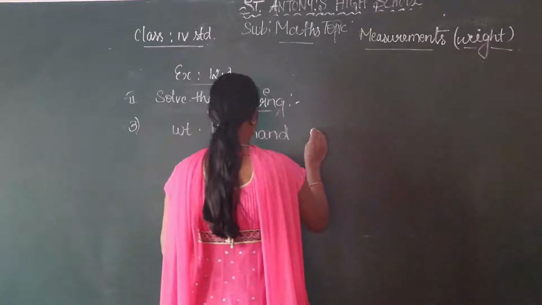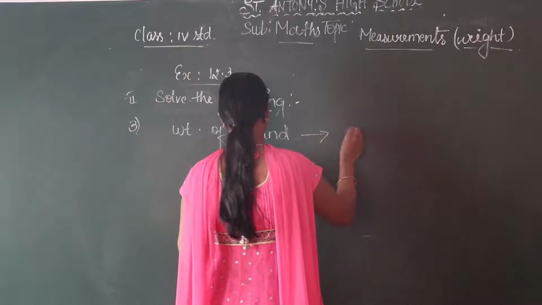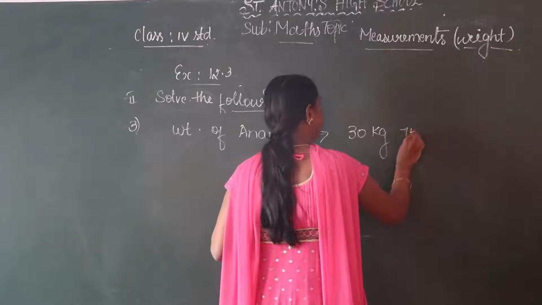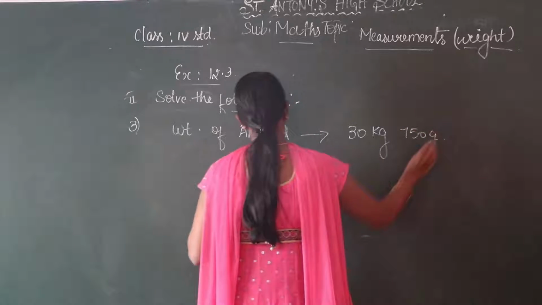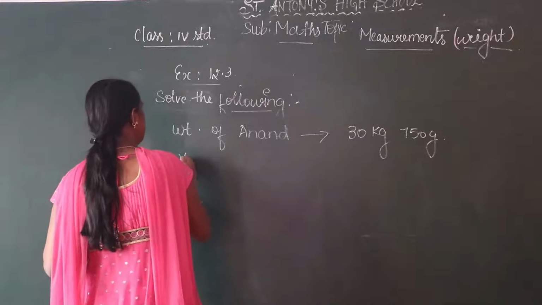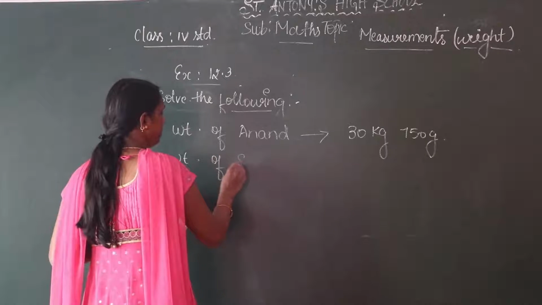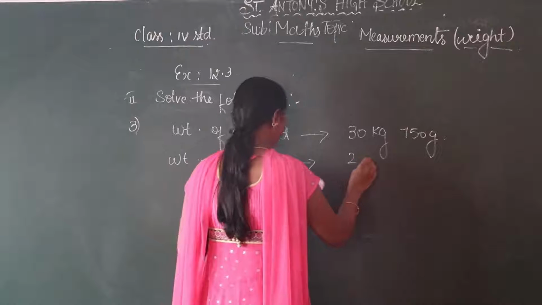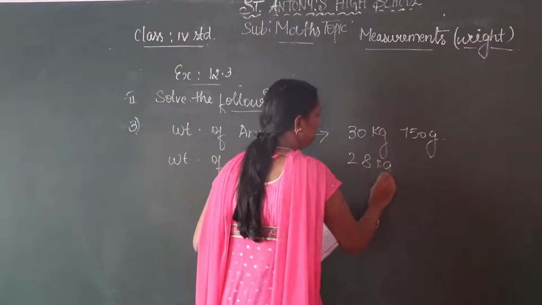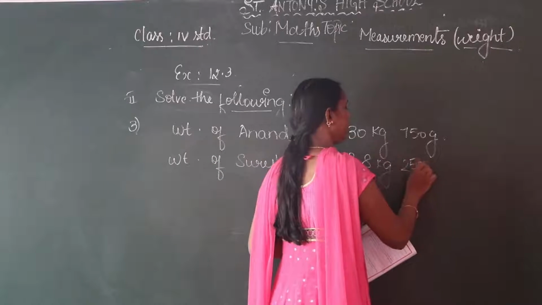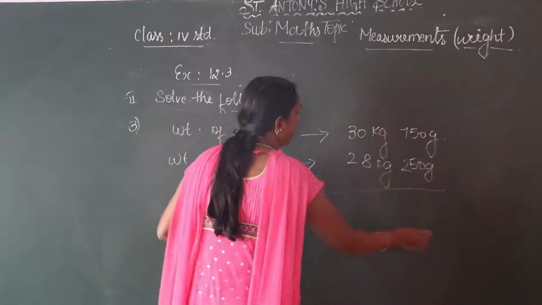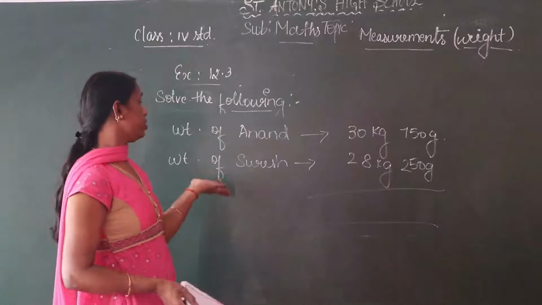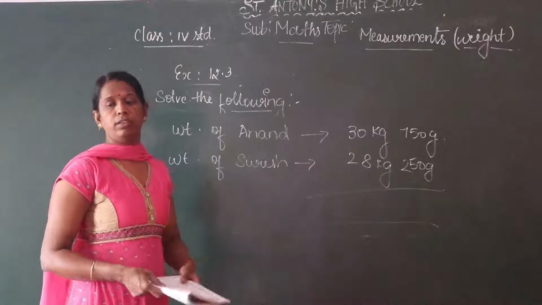Weight of Anand is 30 kg, 750 grams. Weight of Suresh is equal to 28 kg, 250 grams. Okay. Now we have to calculate how much more Suresh or Anand weight is.